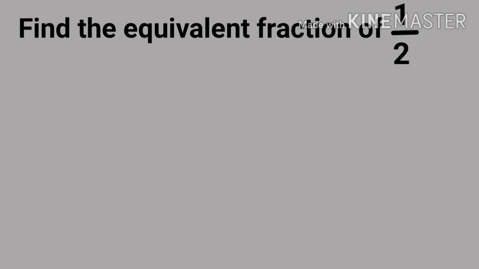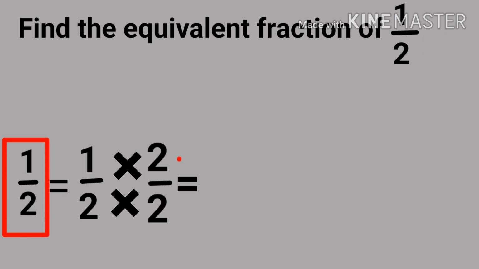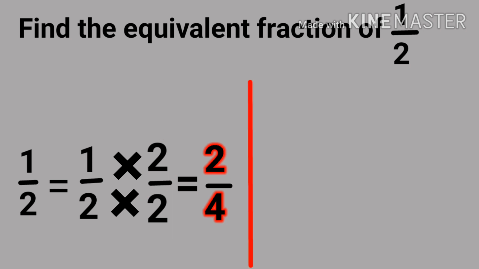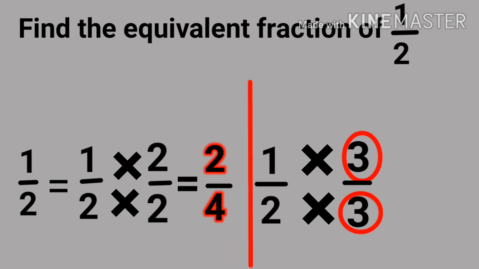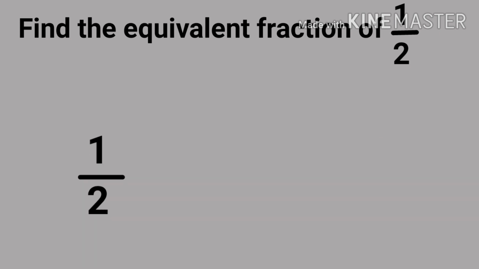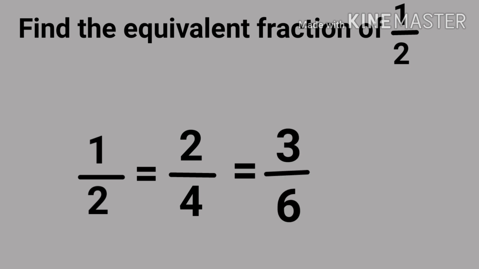Let's find the equivalent fraction of 1 by 2. Multiplying the numerator and the denominator by 2, we get 2 by 4. And by 3, we get 3 by 6. Thus, 1 by 2 is equal to 2 by 4 is equal to 3 by 6.